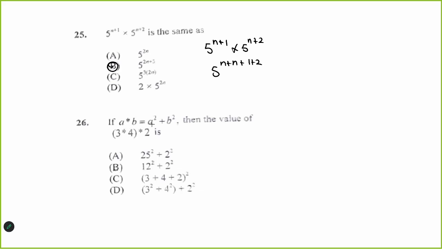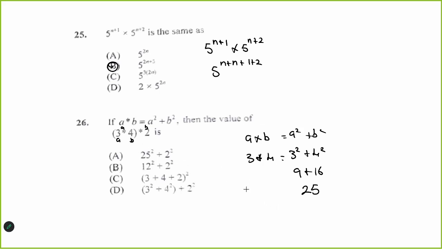A asterisk B is a squared plus b squared. So this is A and this is B. And then when we're doing both of them, this would be A and this would be B. So let's do the bracket first. If I want to do 3 asterisk 4, it will be 3 squared plus 4 squared. 3 3s are 9. 9 plus 4 squared is 16. 9 and 16 is 25, right?